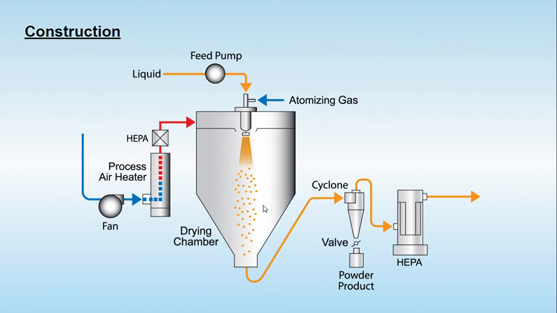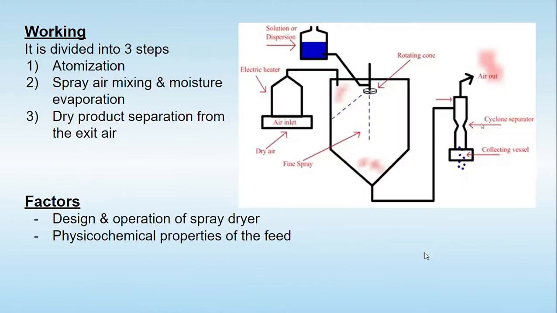place by convection. So as the droplets come into contact with this hot air, the solvent or the liquid which is present is going to be evaporated, and only the dried solids in the form of spherical particles are going to be removed from the product by the use of cyclones and various other devices.